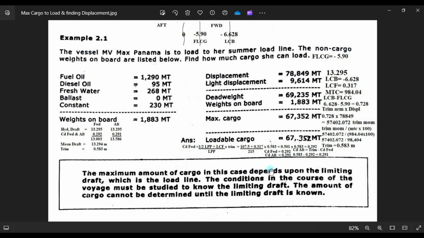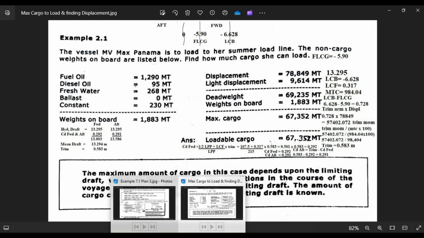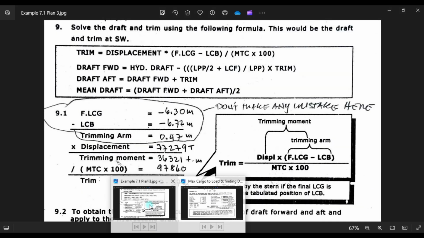First, according to the formula here, the first thing we have to do is final LCG minus LCB.